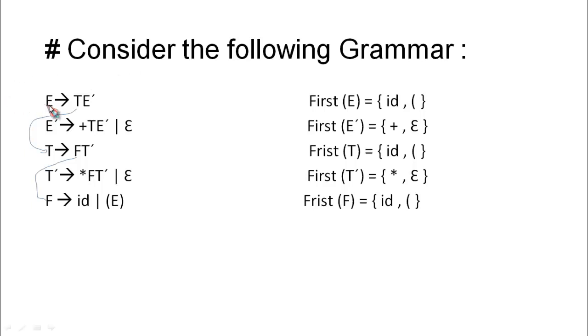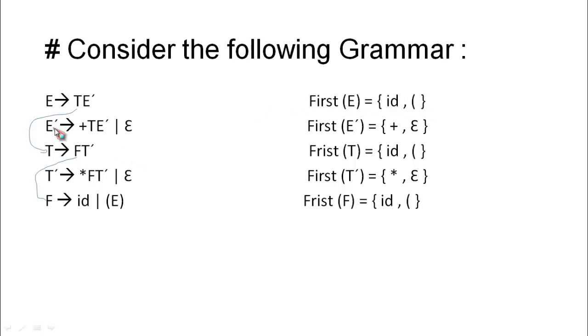So follow these. E implies T E prime. The first one is T, that means an uppercase letter and a non-terminal symbol. So we follow T and check: the first is F, that is also a non-terminal symbol. So we follow F and we find ID and the opening bracket. These are terminal symbols, so we put them in the first function of E: ID and the opening bracket.